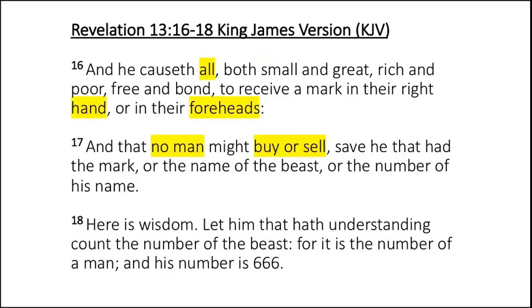Revelation 13:16-18 says, "And he causeth all, both small and great, rich and poor, free and bond, to receive a mark in their right hand or in their foreheads, and that no man might buy or sell, save he had the mark or the name of the beast or the number of his name. Here is wisdom. Let him that hath understanding count the number of the beast, for it is the number of a man, and his number is 666." So this is a mark that you do not want to take.